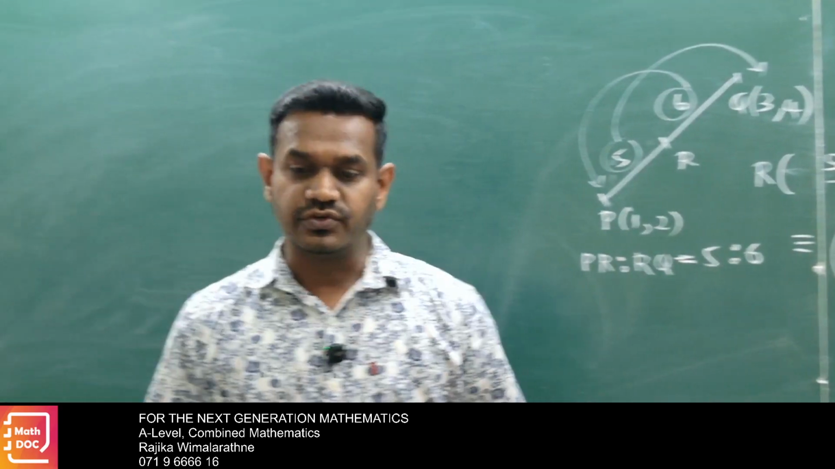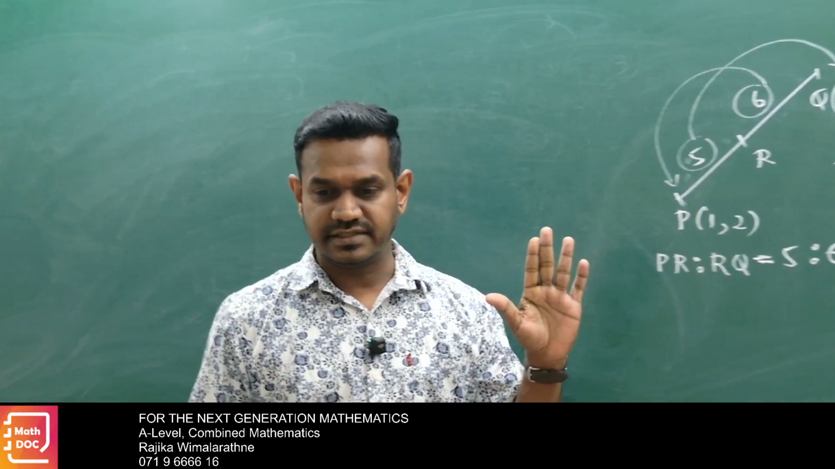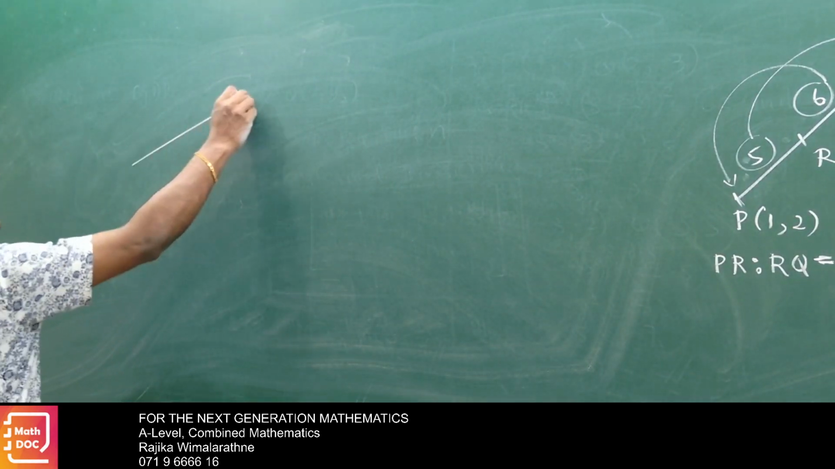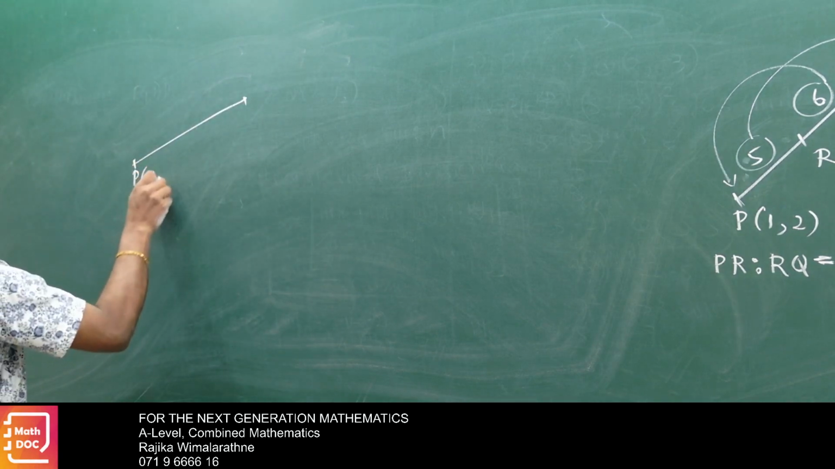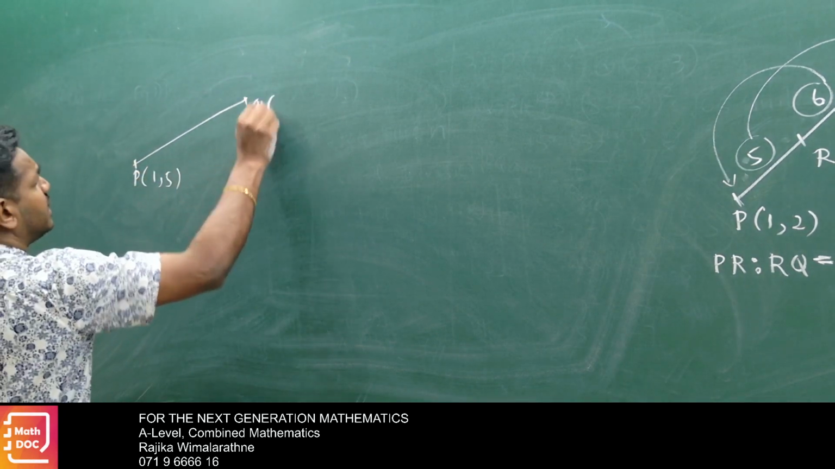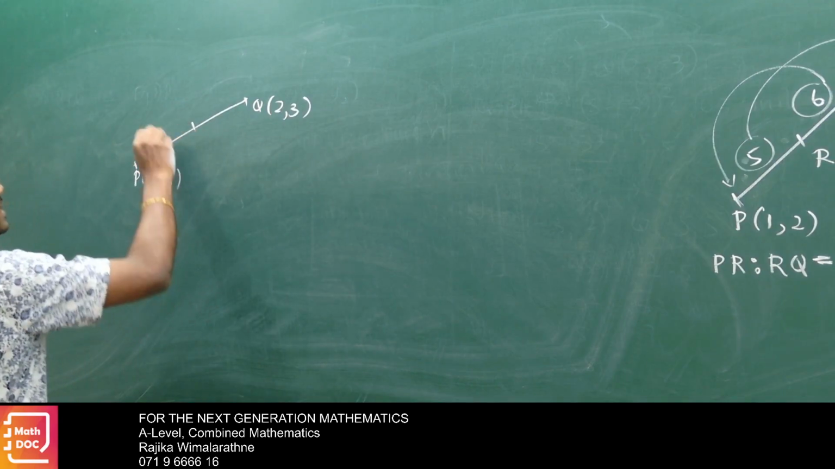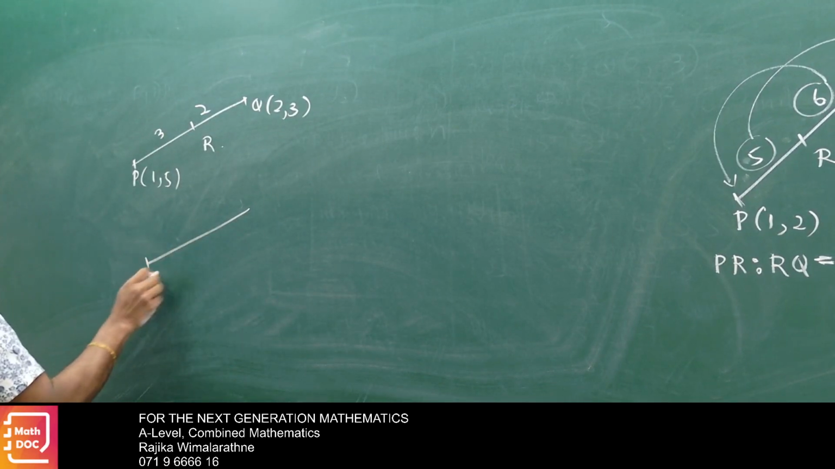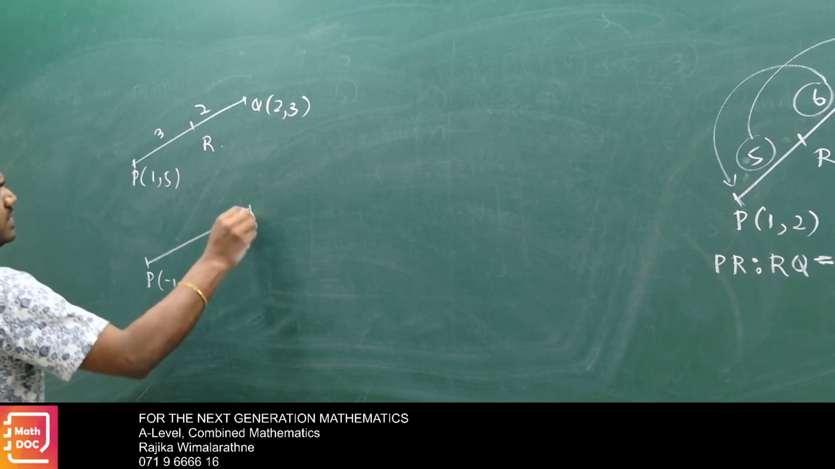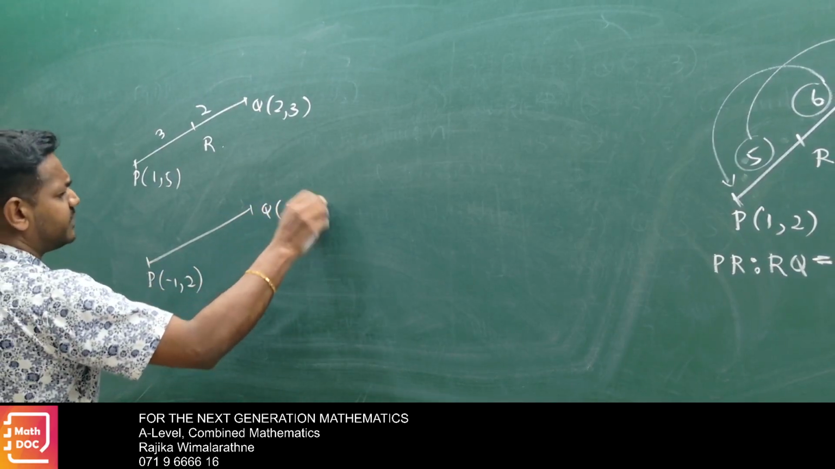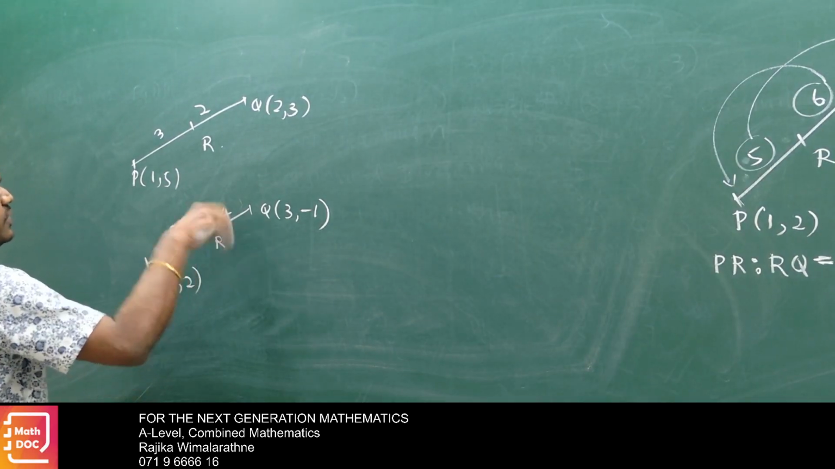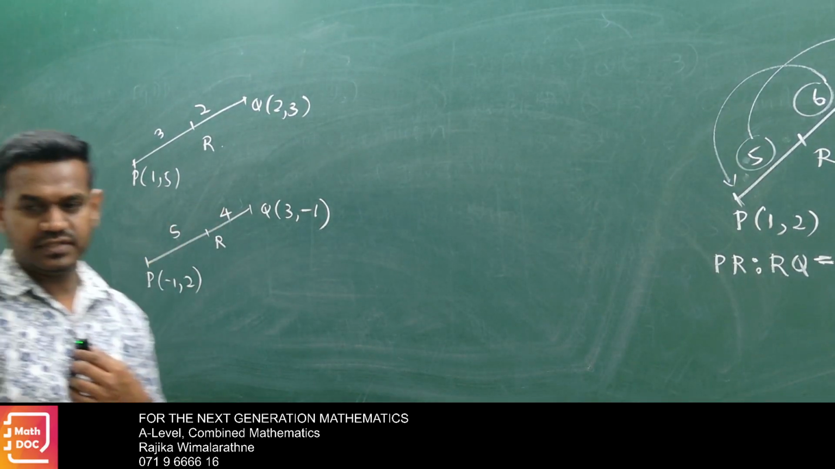Now you try another 2 questions. Okay, you do it alone. Here P is (1, 5), Q is (2, 3). Here R divides 3 is to 2. Next, P is (minus 1, 2), Q is (3, minus 1). Here R divides 5 is to 4. Okay, do it soon.